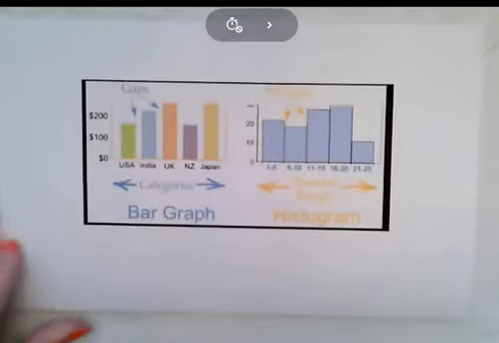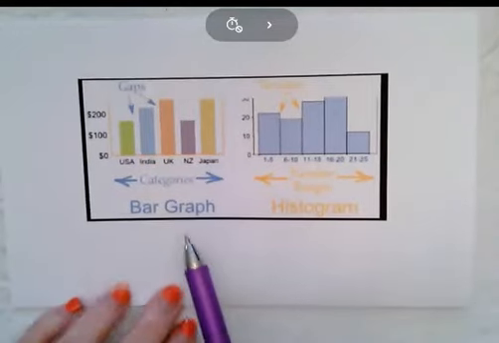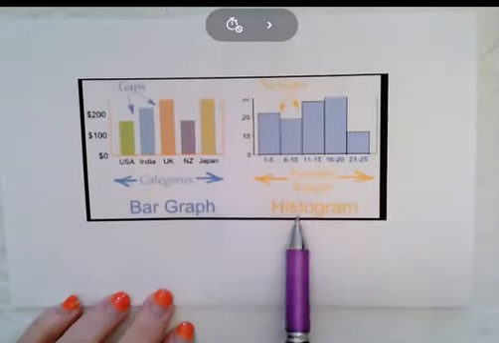All right, guys, today we are going to talk about histograms. Again, this is another way for us to organize our data. I just want to show you a picture of a histogram, what a histogram looks like compared to a bar graph. So if you just take a couple minutes to look at the difference between a bar graph and a histogram.